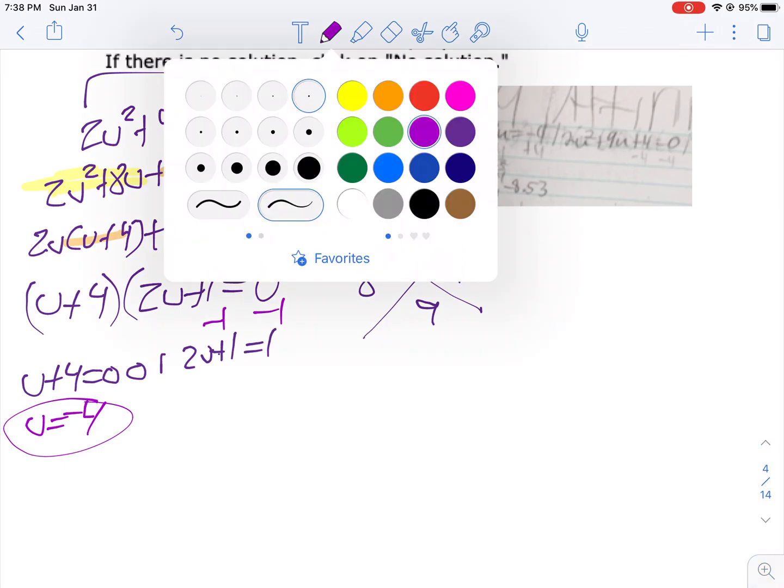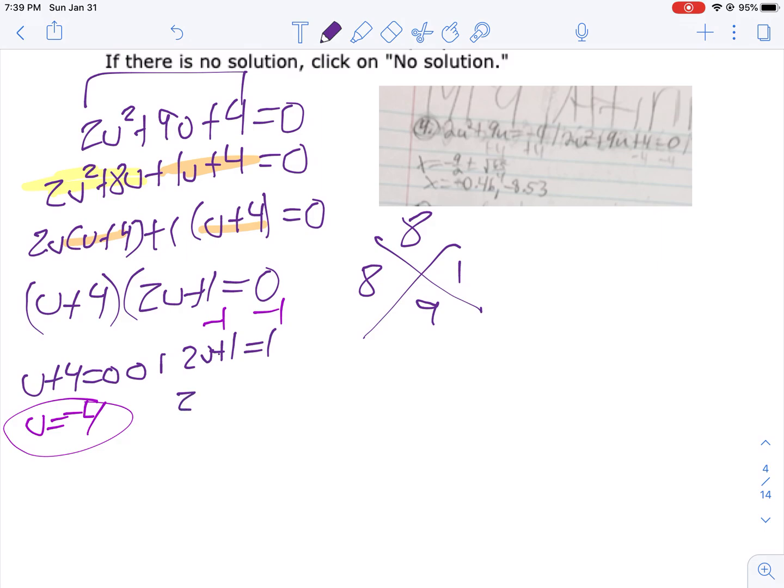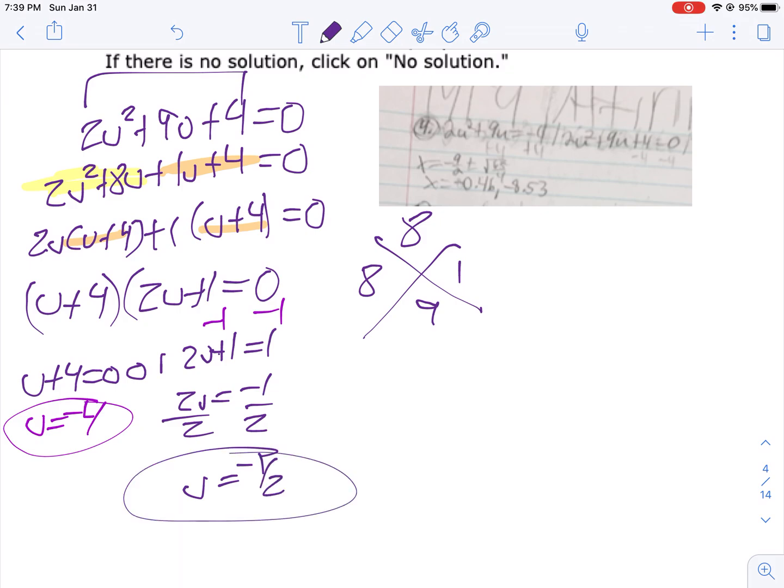and we're going to get 2u equals negative 1. Divide both sides by 2. U equals negative 1/2. And there's your answer. And once again, when you type this in Alex, you'll go negative 4 comma negative 1/2.